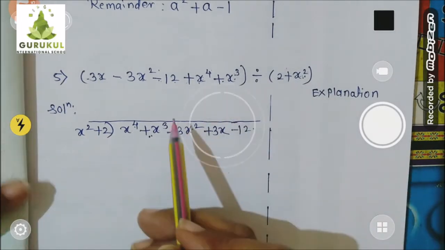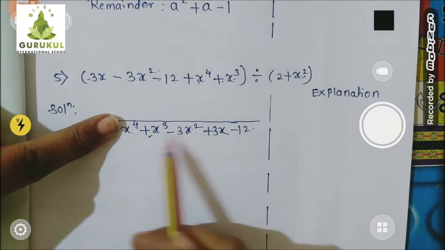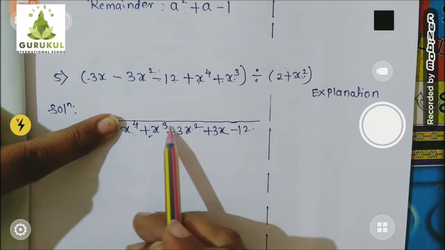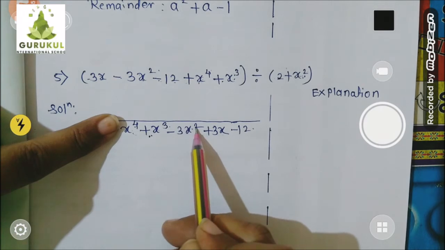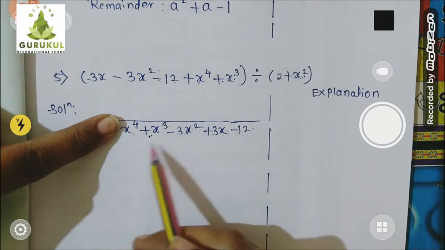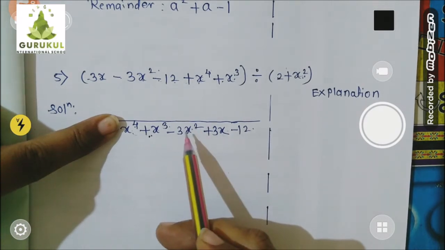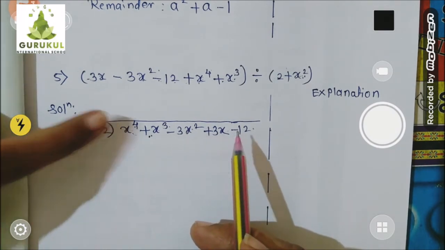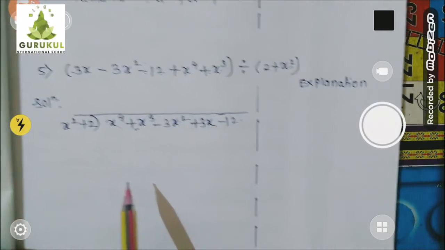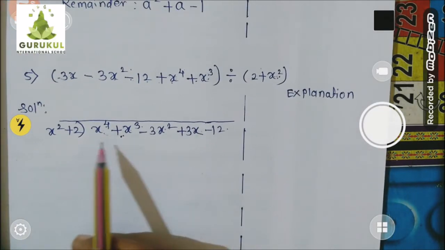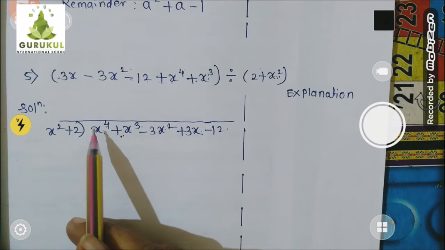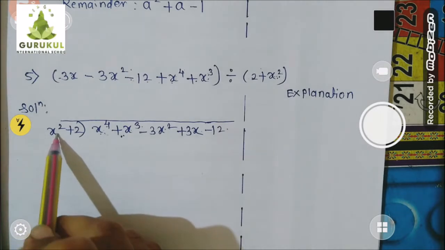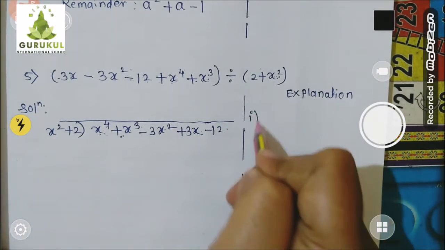Okay. Second, in the dividend part, is there any middle term missing? The answer is no. After x raised to 4, x raised to 3 is there, then x raised to 2 is there, then x raised to 1. Means there is no middle term missing. If it is missing, you have to add that. Okay. But here there is no question of adding a missing term. So now we are ready for the division. You know very well how to divide. Take the highest power term from the dividend divided by highest power term from the divisor. So let's divide it.